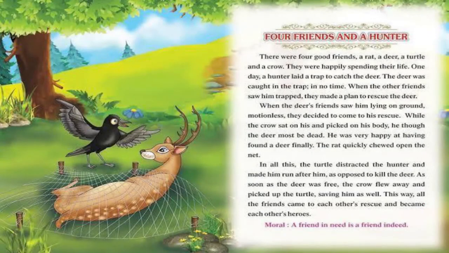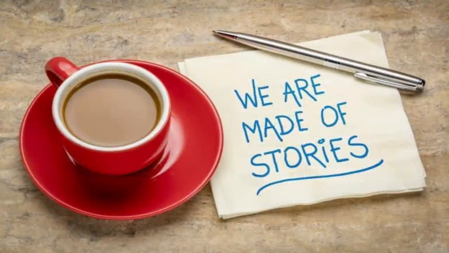It is titled Four Friends and a Hunter. Observe and read the story as well as its style of writing in past tense with a proper beginning, middle, and end, followed by a very relevant moral for the readers.